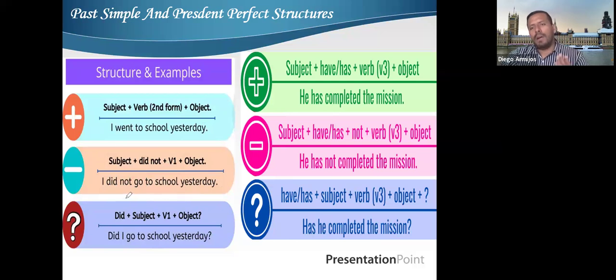Okay. And then how do you make questions? Did, we're going to use the auxiliary, only one in the past. Did plus subject plus verb plus object. Did I go to school yesterday? And don't forget to use the intonation in order to make a question, because that's very important, okay? And the question mark as well. So this is about past simple.